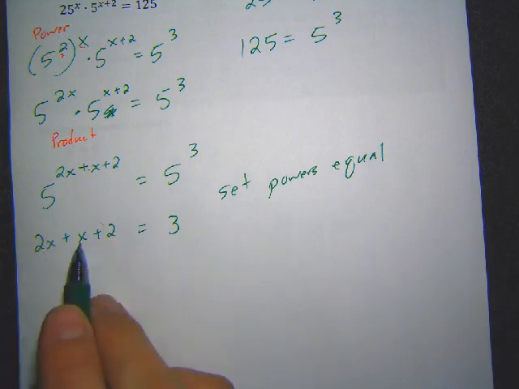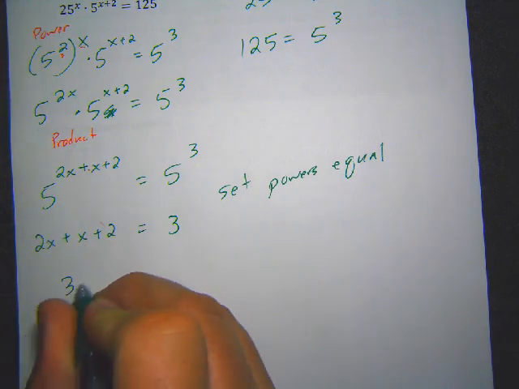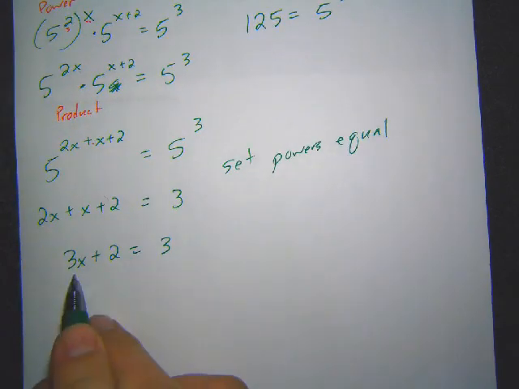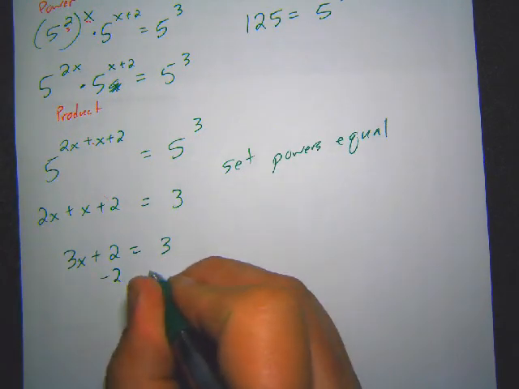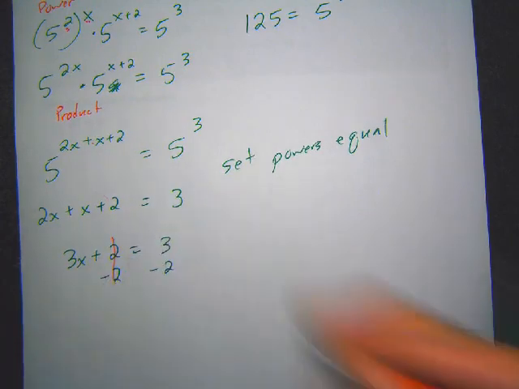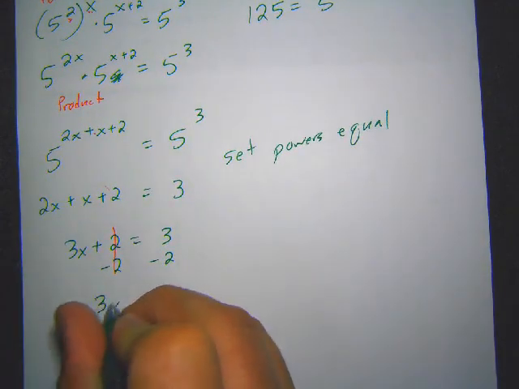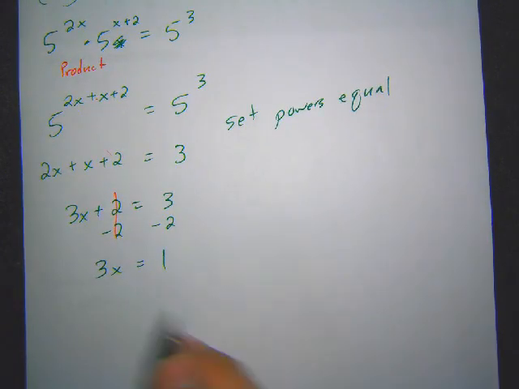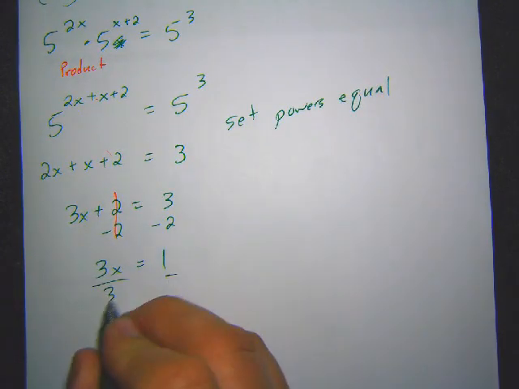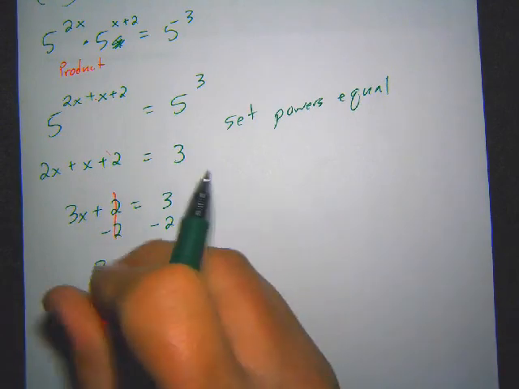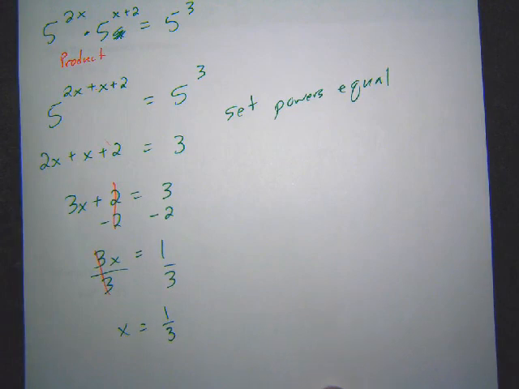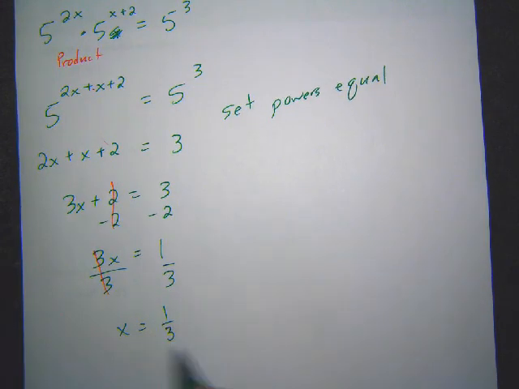Okay, so now I want to combine like terms. 2x plus x is 3x, plus 2 equals 3. I'm going to go ahead and try and get this x by itself. So first let's subtract the 2 across. Get rid of this plus 2. 3x equals 1. Now divide both sides by 3. And we get x equals 1/3. So that's our answer. Our answer is 1/3 for this one.